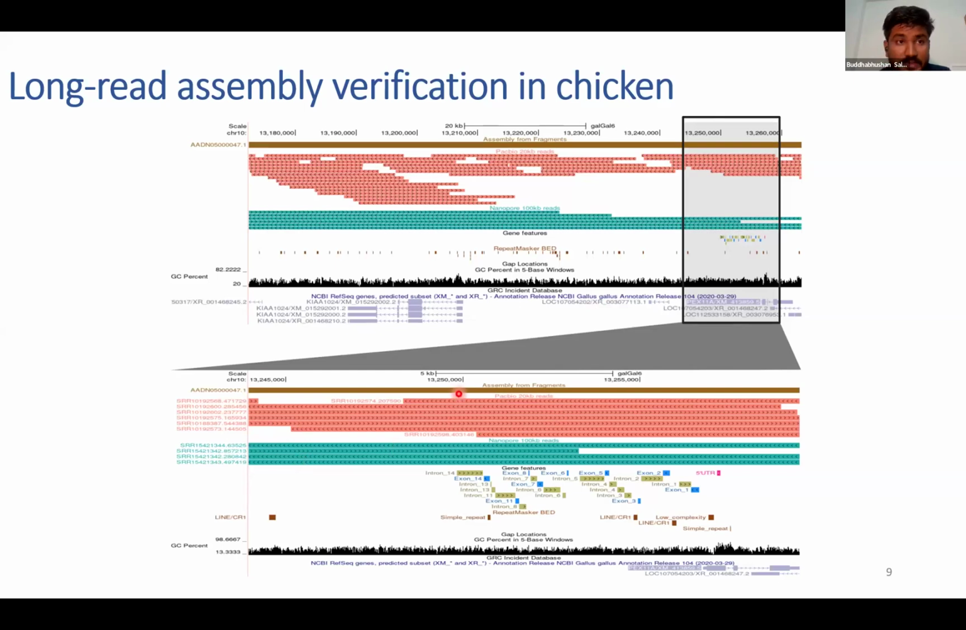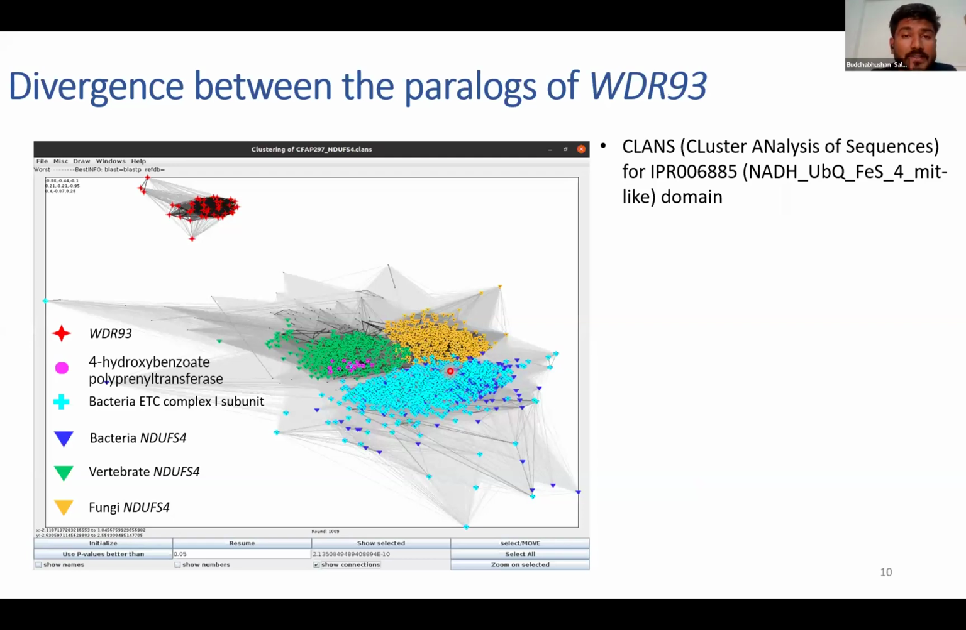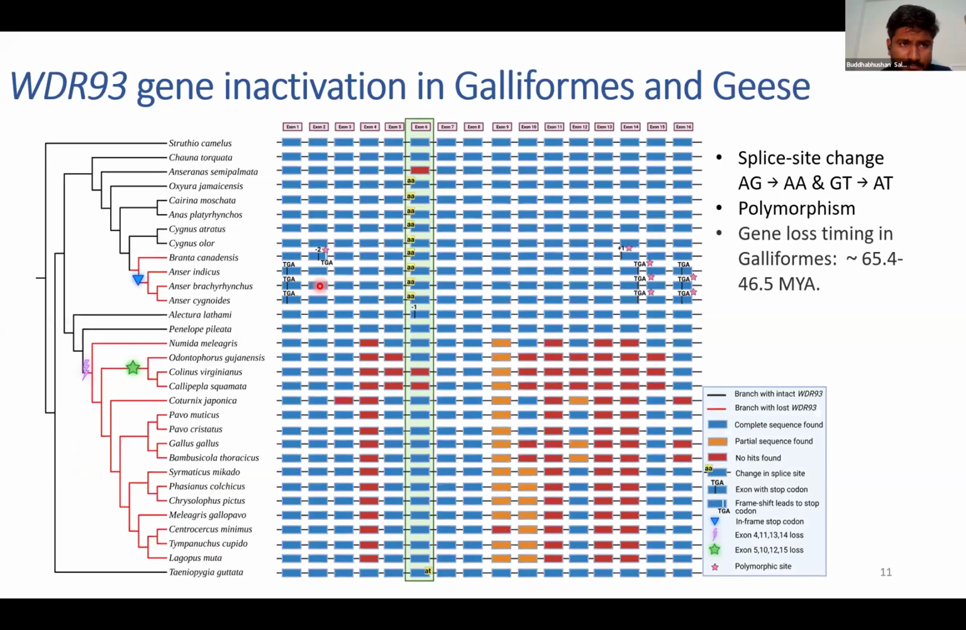So it ensures that there is no assembly artifact. Then moving further, this gene loss can be compensated by another protein which has a shared domain with this. So there was another protein, NDFSO4, which shares this domain with this W93. But based on the CLANS analysis, we found they have high sequence divergence. So this again rules out the possibility that this gene gets compensated by another gene.